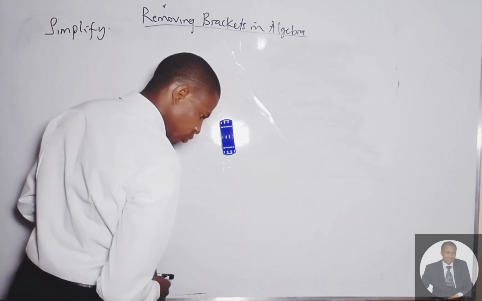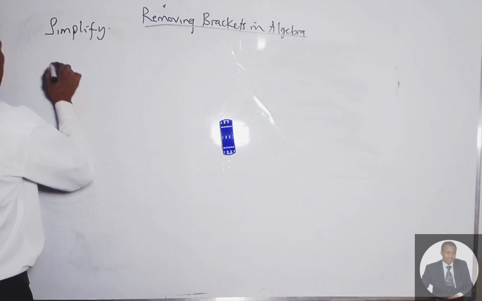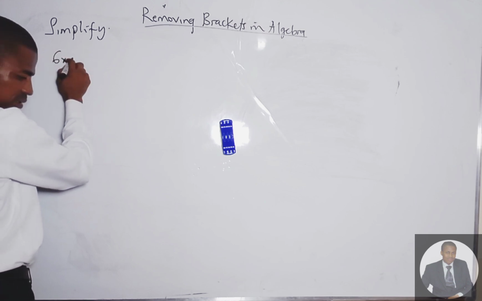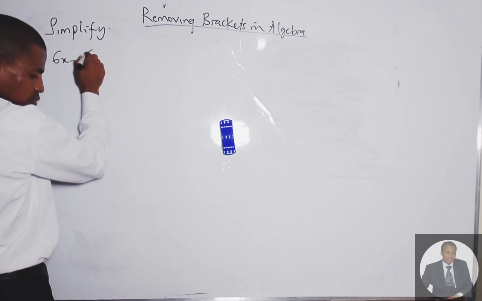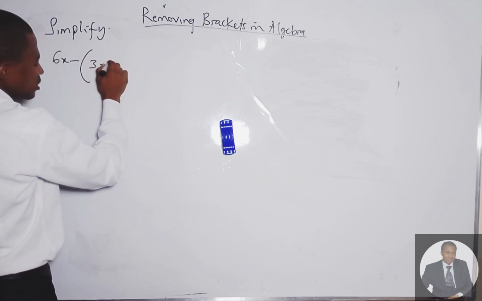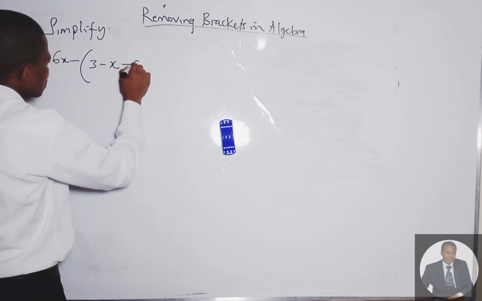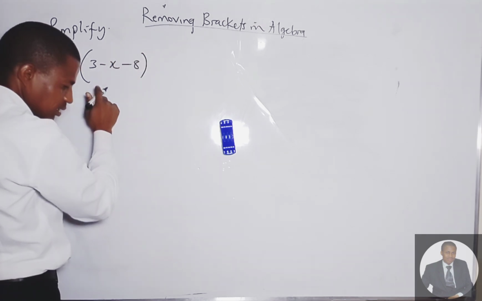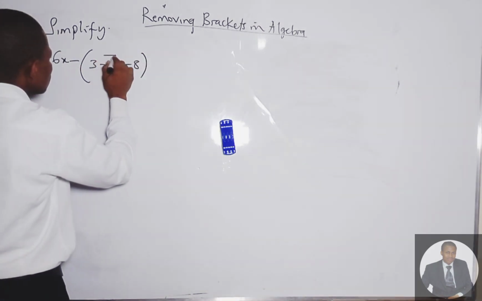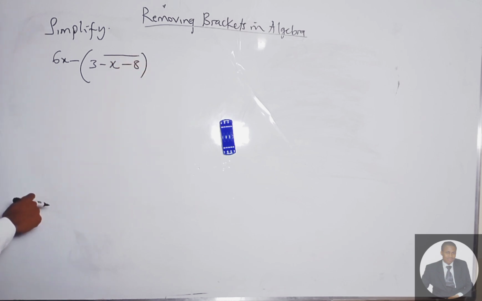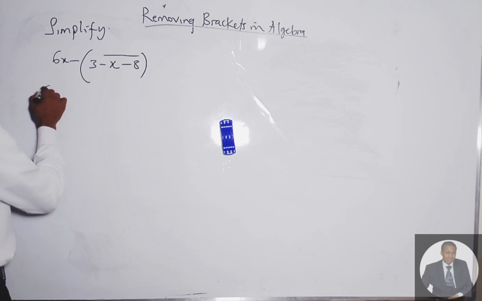Another question involving bar. 6x minus, open bracket, 3 minus x minus 8. Then we'll close the bracket and we'll raise the bar on top of the minus, on top of the x minus 8. How do we simplify this?